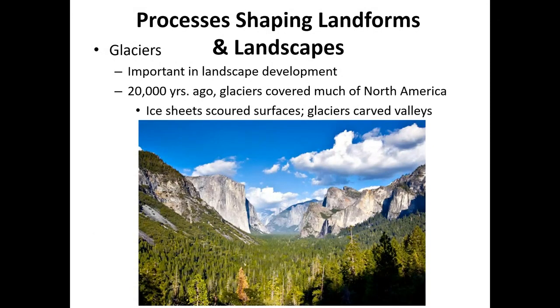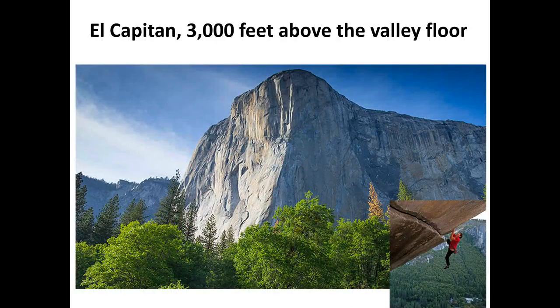This here is a valley in Yosemite National Park, the Yosemite Valley, and on the left here is El Capitan, the large cliff you see on the left here, and that's a large granite monolith. Here is El Capitan in more detail. It's about 3,000 feet high. It's one of the most impressive features of that park.